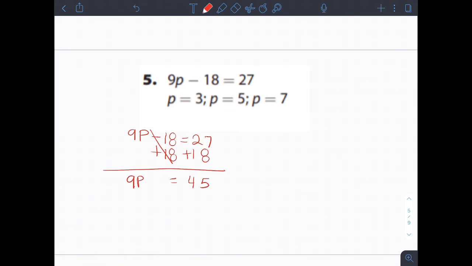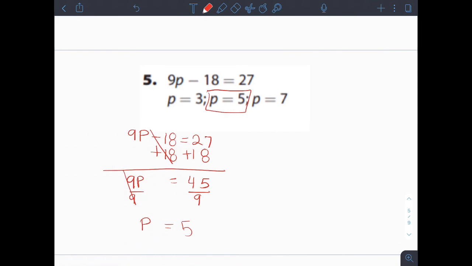Okay, now I have 9 times p equals 45, but I'm not done yet because I just want my variable, and right now I have 9 times p. Since it's a multiplication, I'm going to divide by 9 on both sides, okay? I can cancel my 9's here and be left with just p. And I know that 45 divided by 9 is 5. And that's perfect because one of my solutions is p equals 5.